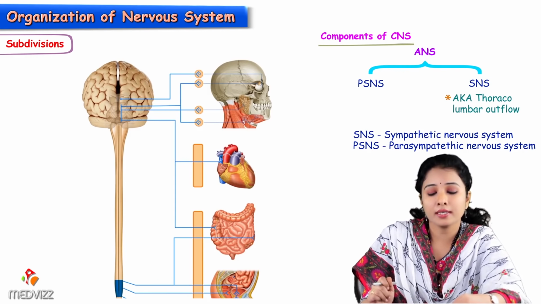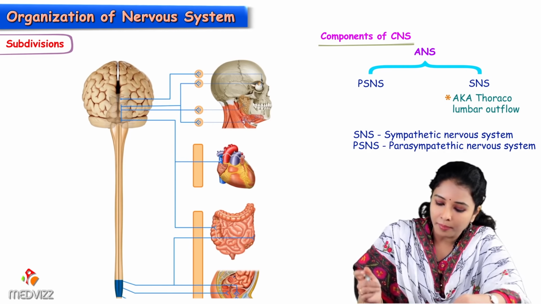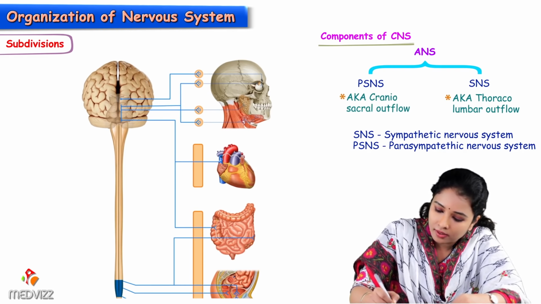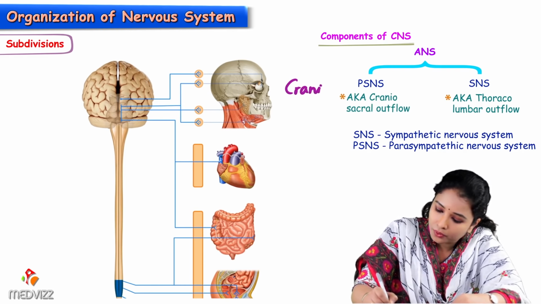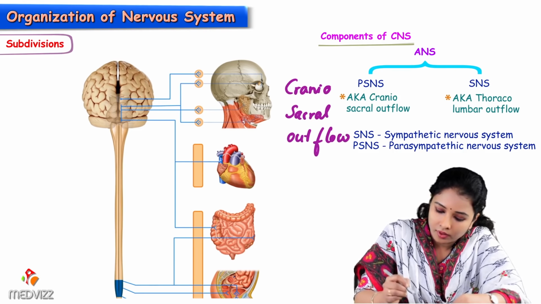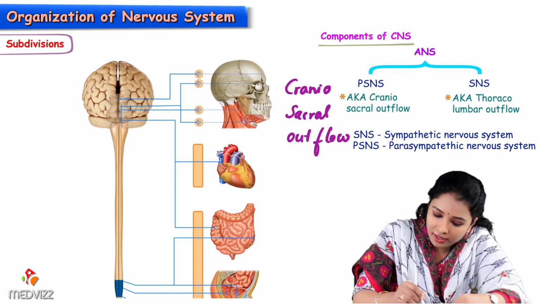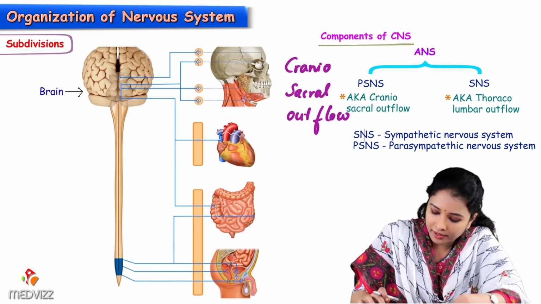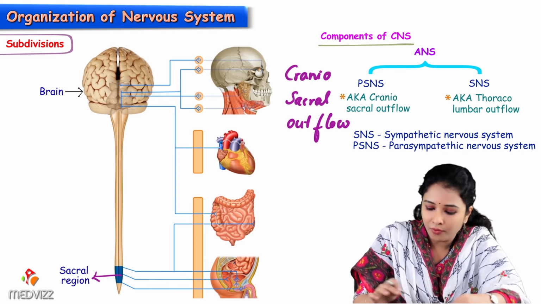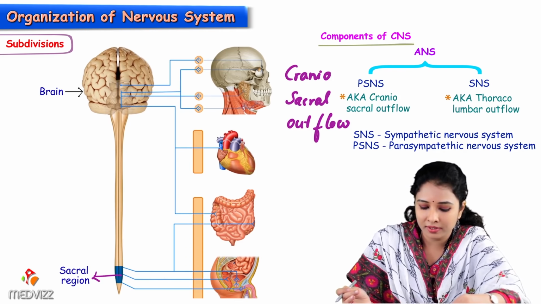This is parasympathetic nervous system. Parasympathetic nervous system is also known as cranio-sacral outflow. So, the cranial nerves which are arising from the brain and the nerves which are arising from the sacral region, they form the parasympathetic nervous system.